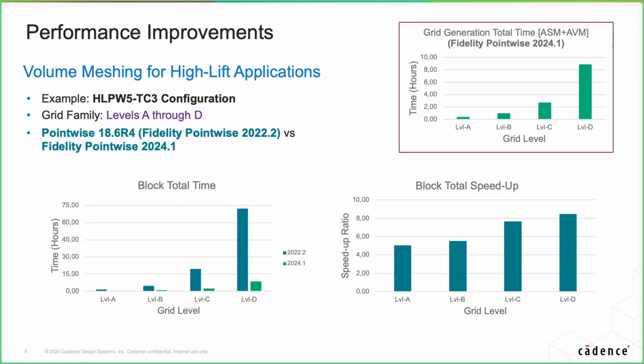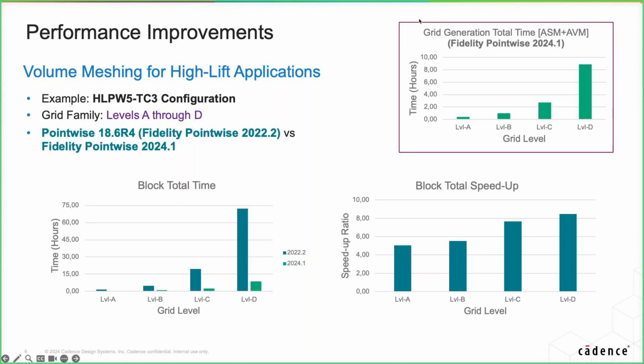So multiple days down to significantly less than a day. And over here on the right, you can see the speed up, and actually as the grid size increases, you get even more performance speed up for the case. So for the largest case here, it's a little over 8 times speed up. And this is, again, just for initializing that volume grid, the anisotropic and the isotropic portions.